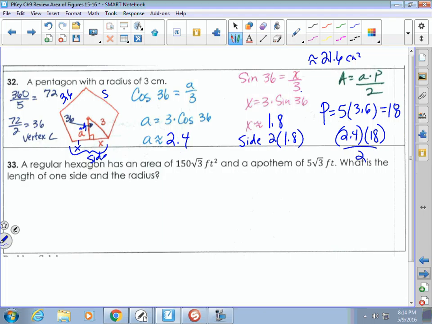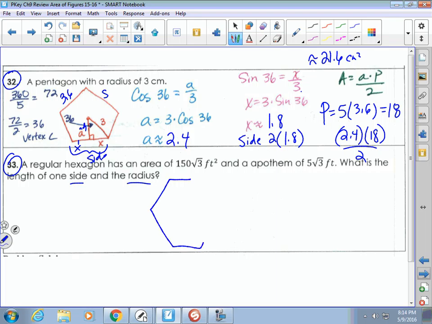All right. So on 33, which 32 is test-like, 33 is test-like. Now we're dealing with the hexagon again. It says the regular hexagon has an area of 150 square root of 3 feet squared. The apothem is 5 square root of 3. What is the length of each side? And the radius. Side and radius. Remember, they have a special relationship.